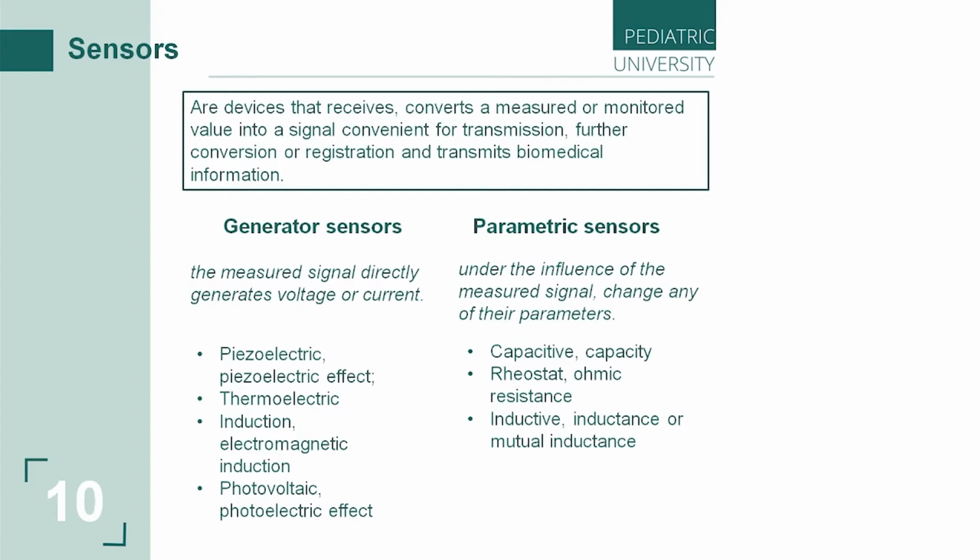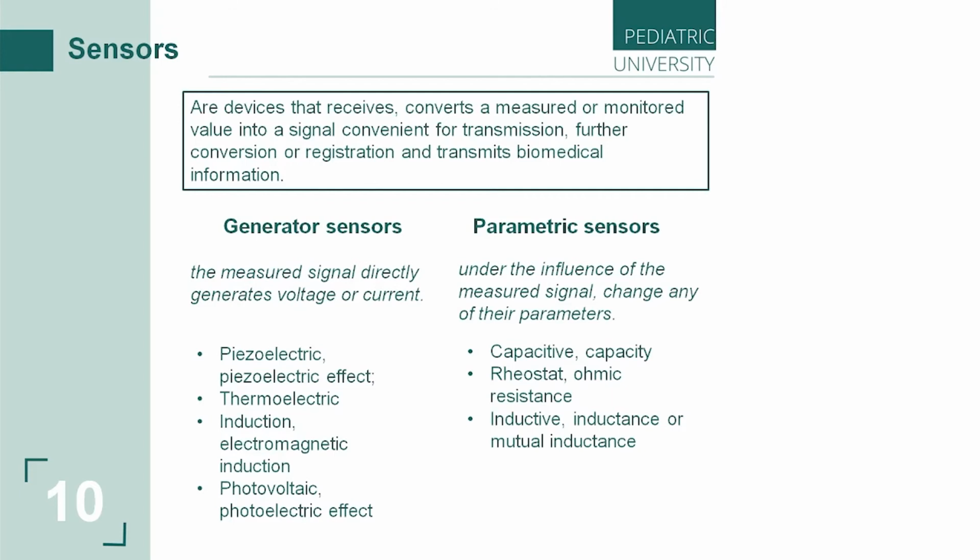So what about generator sensors? Generator sensors directly generate voltage or current under the influence of the measured signal. Let us indicate some types of these sensors and the phenomena on which they are based. Firstly, the piezoelectric effect. The second is thermoelectric, based on thermoelectricity.